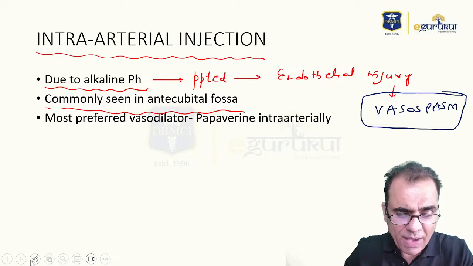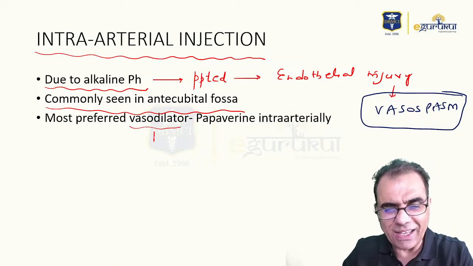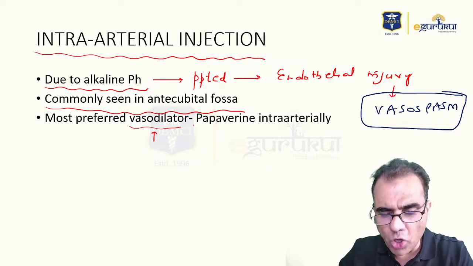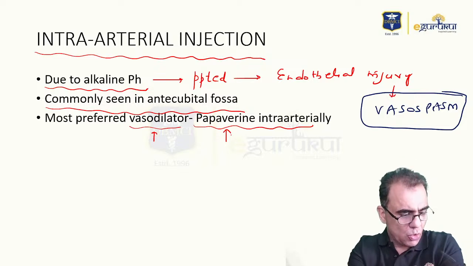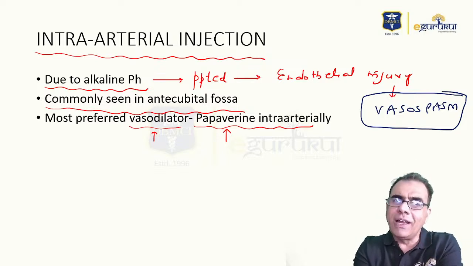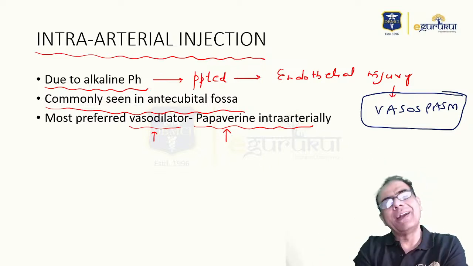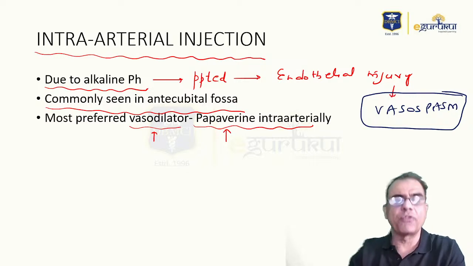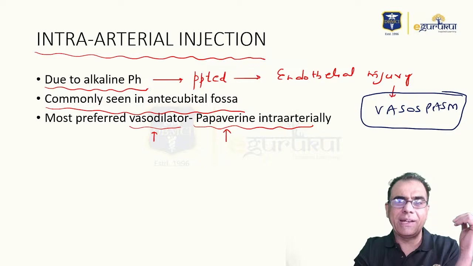So what should be the management? What should be the treatment? Obviously, we have to use a locally acting vasodilator, and the most preferred vasodilator is papaverine. At the point of injection, don't remove your needle, because you have to inject this vasodilator through that needle only. Papaverine is a very good locally acting vasodilator.